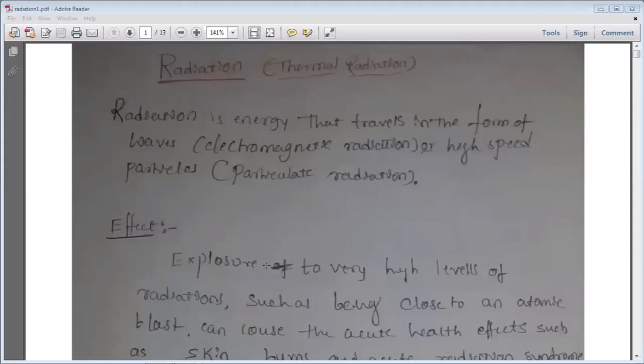Us about radiation. This is, I think, the fourth module of this subject. It contains a very easy chapter, and there is a lot of theory in it. That means only two derivations are there. First, what is the meaning of radiation, and we need to discuss what the basic terms are that we use for radiation.